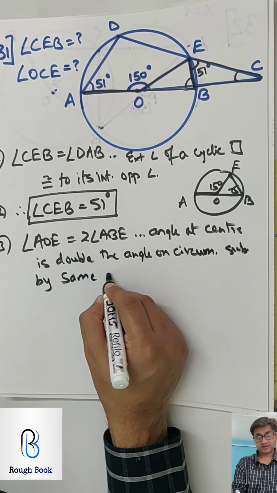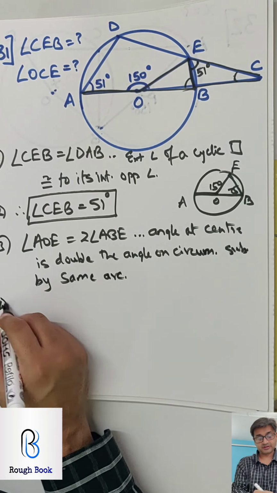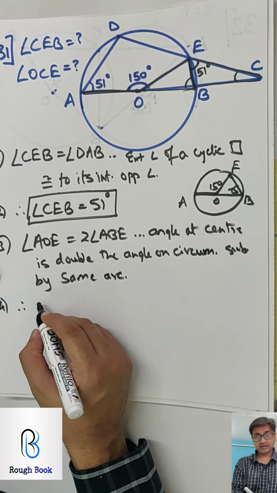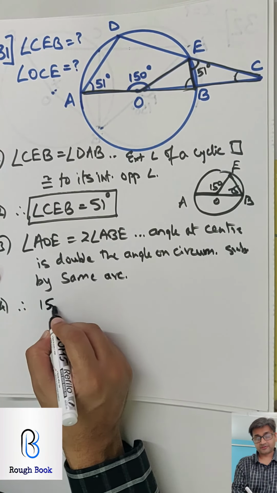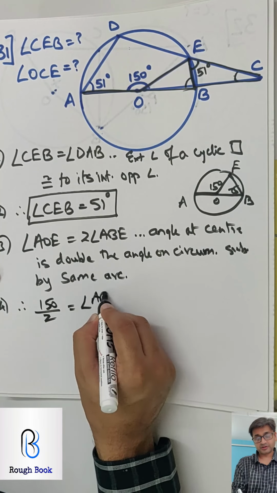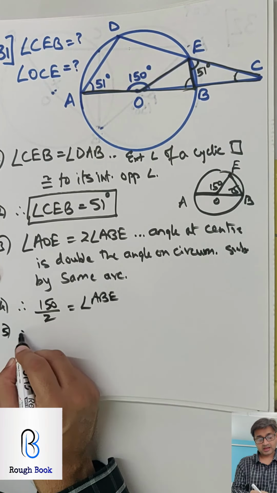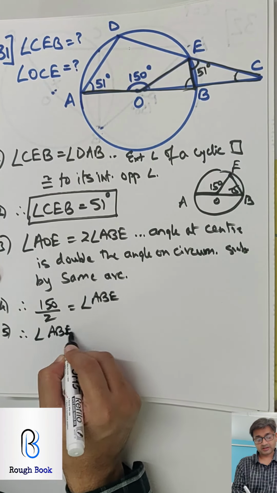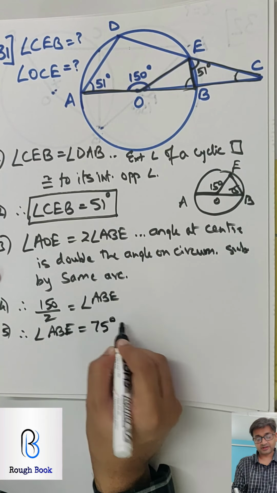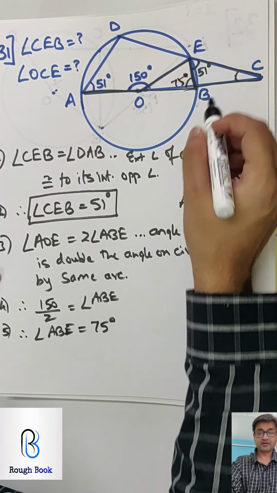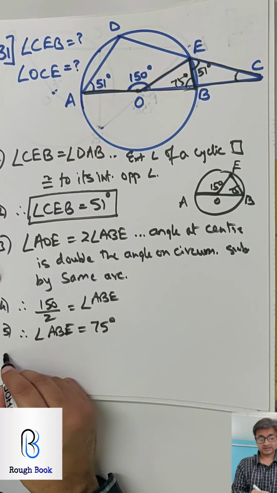No shortcuts allowed in the exam. Right now I'm just writing it. Please remember that. So AOE 150 divided by 2 is equal to ABE, and therefore I can say ABE is equal to 75 degrees. So I managed to get this 75. Now say this is equal to this plus this.